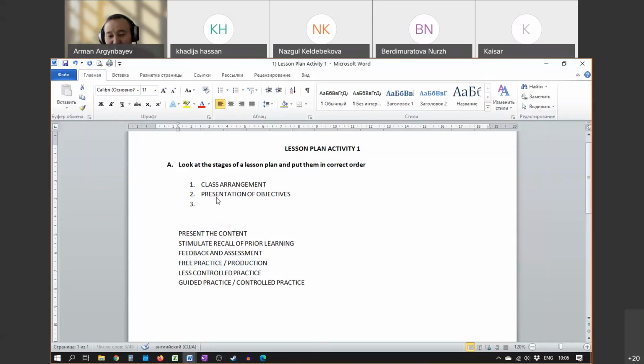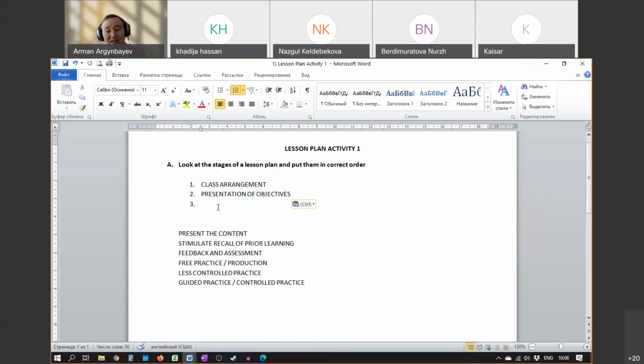Presentation of objectives. You present the objectives. Like in our lesson today, we're going to learn, and you tell what, or we're going to do this, for example, or we're going to revise whatever, right? So you tell students beforehand. Usually you can skip these parts. Sometimes teachers don't tell it.